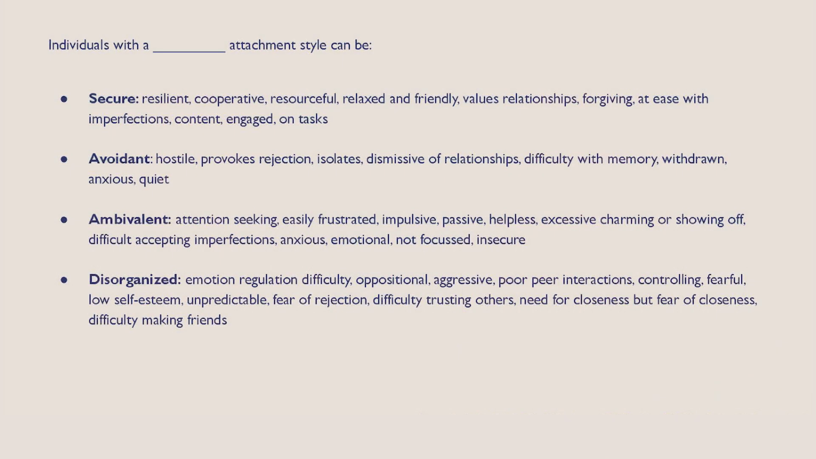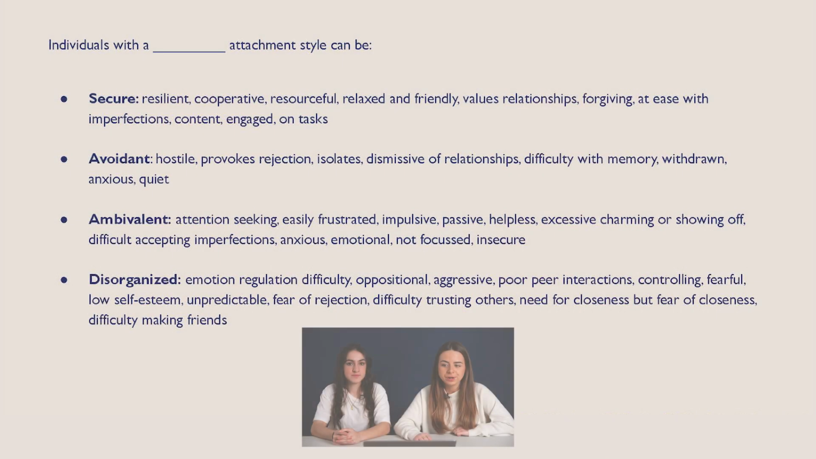What is their temperament? Individuals with a secure attachment style may be resilient, secure in themselves, cooperative, resourceful, content, engaged, and on task. Individuals with an avoidant attachment style may be hostile, provoke rejection, isolated, dismissive, withdrawn, anxious, and quiet. Individuals with an ambivalent attachment style can be attention-seeking, easily frustrated, impulsive, passive, helpless, and insecure.